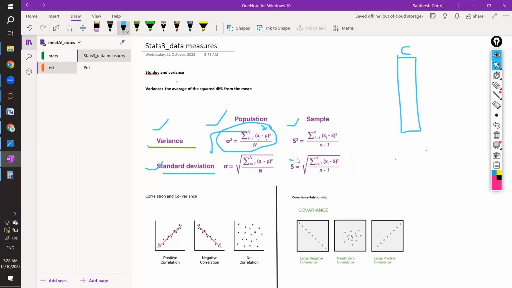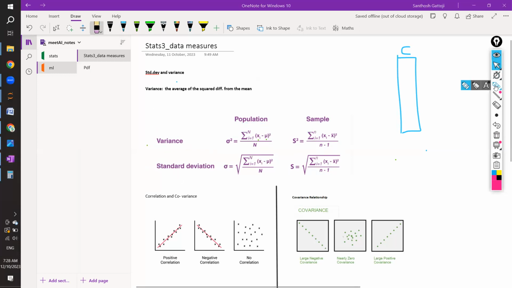Similarly for the sample variance, you are going to get the sample standard deviation also. Clear? So fine. I hope this is clear.